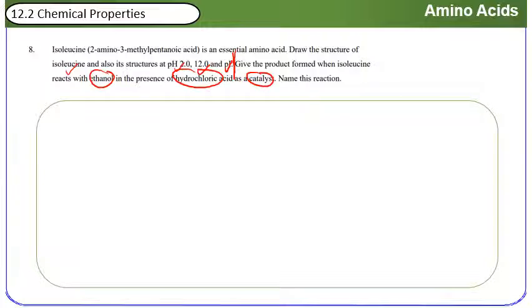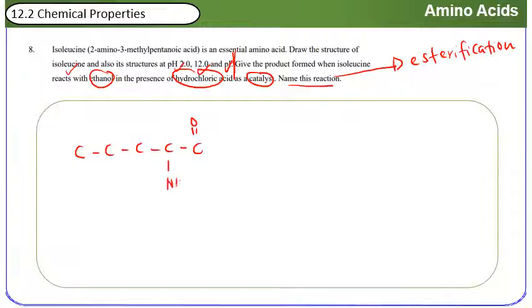So from here we know that this will form an ester. So the name of this reaction is known as esterification. So let's start with the structure of pentanoic acid. We have 5 carbons, and then the second carbon has an NH2 amino group. The third carbon has CH3, and then here CH3, CH2, CH, and CH.